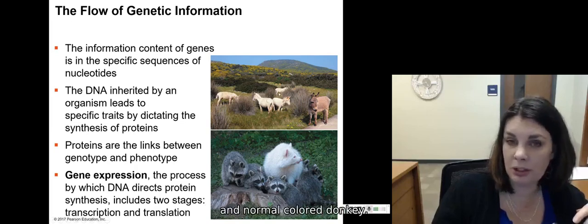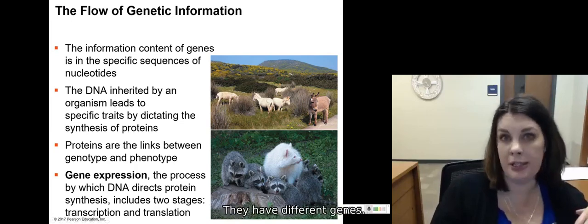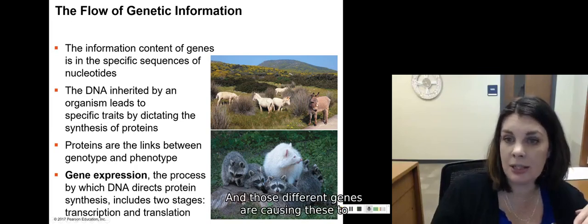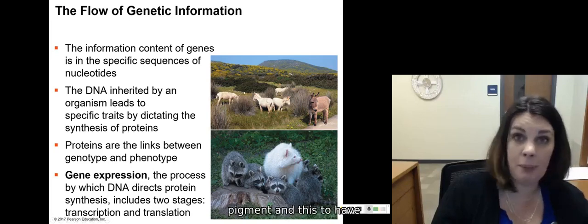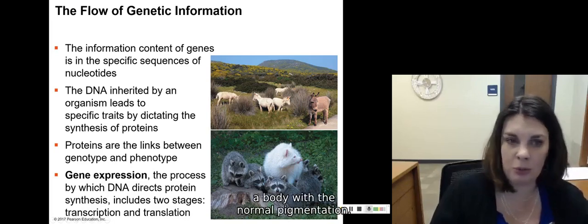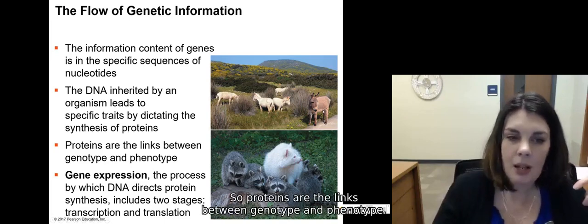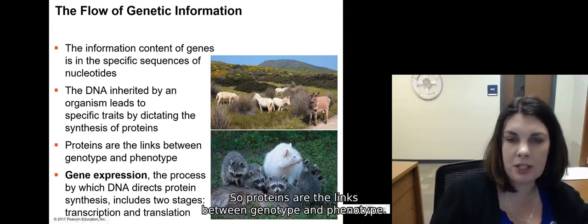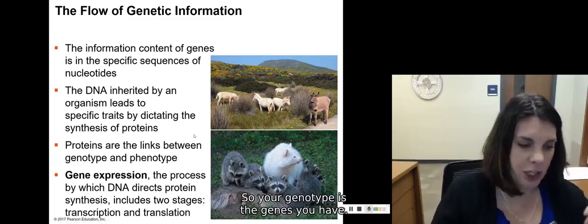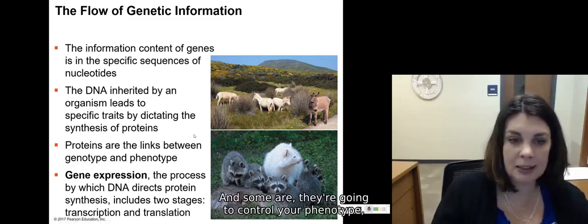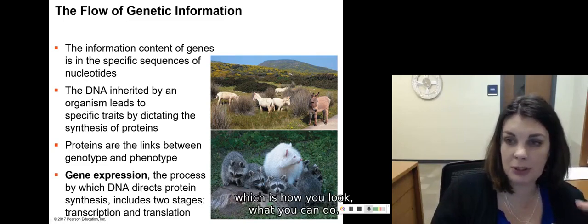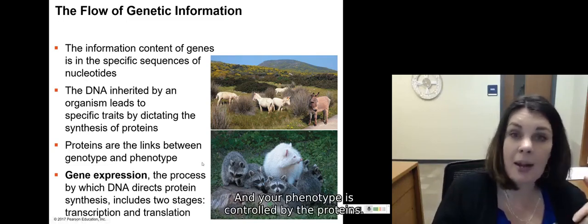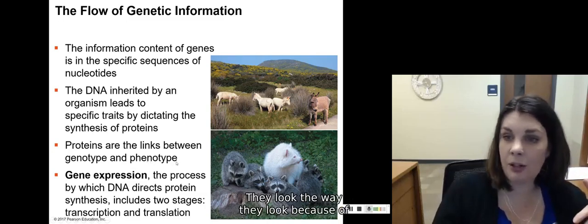Here we see some albino donkeys and a normal colored donkey. So they have different genes, and those different genes are causing these to create their bodies without pigment, and this to have a body with the normal pigmentation. Okay, so proteins are the links between genotype and phenotype. So your genotype is the genes you have, and they're going to control your phenotype, which is how you look, what you can do, and your phenotype is controlled by the proteins.